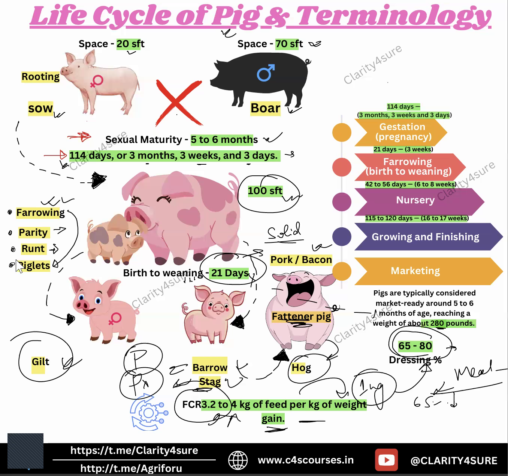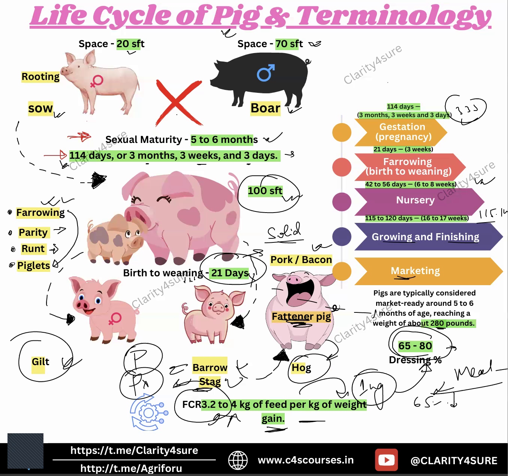If you see this entire cycle in this chart, you have to remember the gestation period, that is 114 days, a very important figure. Then comes the farrowing period, birth to weaning, which is 21 days or 3 weeks. Then comes the nursery, when the pig is growing and attaining its maturity. It is around 6 to 8 weeks or 42 to 56 days, very important. Then after the nursery comes the growing and finishing stage, which is 105 to 120 days. They ask about this in the examination.